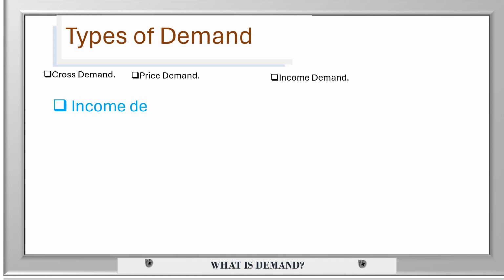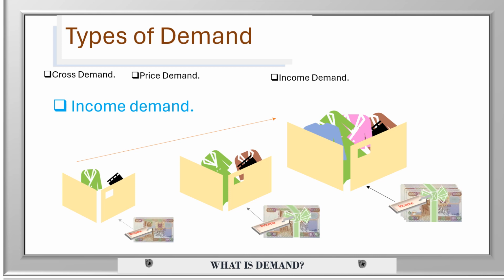Another type is the income demand. And this refers to the relationship between a consumer's real income and their desire for certain goods or services. Essentially, this kind of demand reveals how much of a particular item a consumer is likely to purchase at different income levels. And from the image, interestingly, you'll find that consumers tend to buy more of certain products in proportion to an increase in their income, particularly when it comes to luxury products.